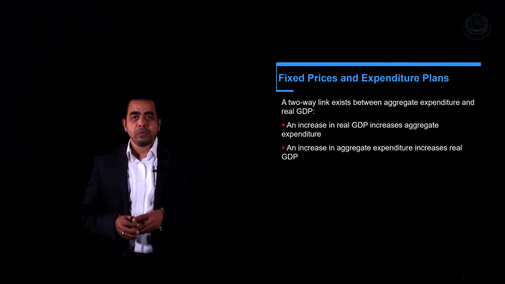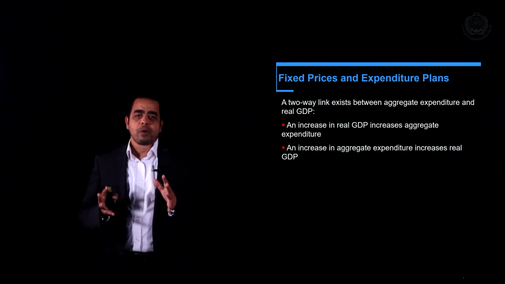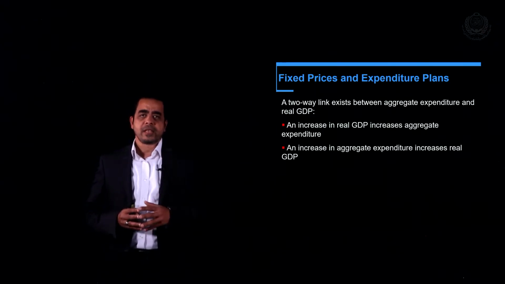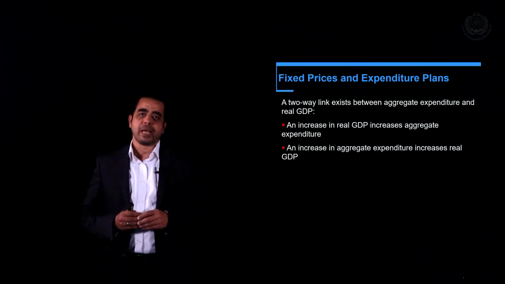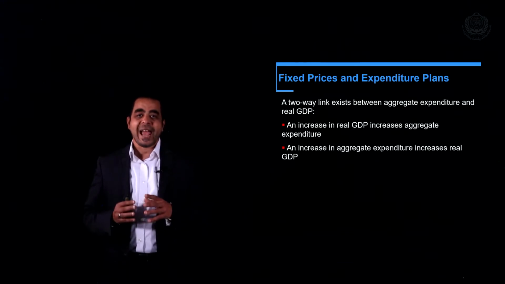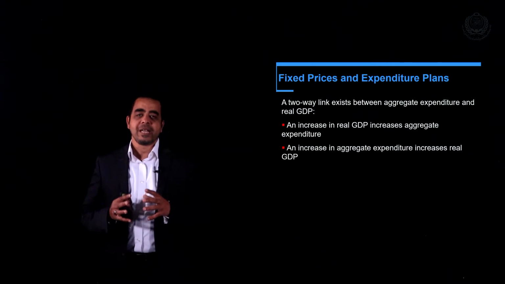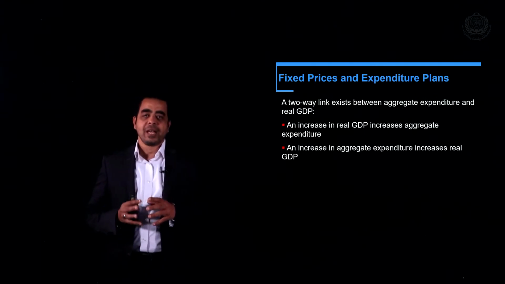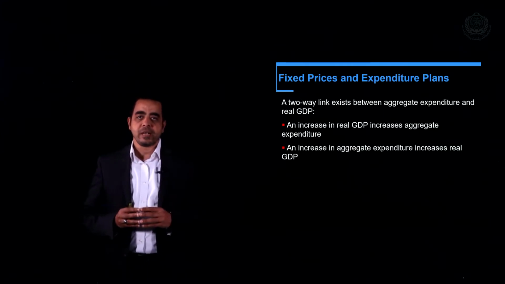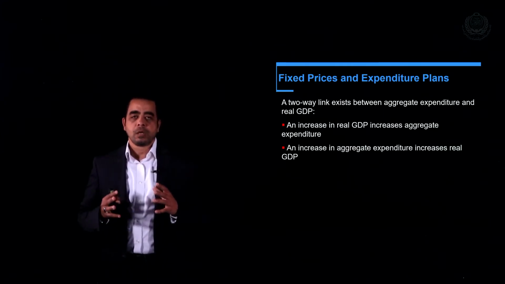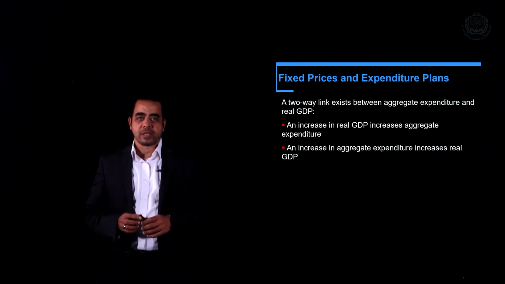First, our author is telling us that there are two-way relationships between the GDP and the aggregate planned expenditure. In other words, as the GDP increases, this will lead to an increase in the aggregate expenditure. And increasing aggregate expenditure will then feed back into a further increase in the GDP. Let's take an example to demonstrate this.